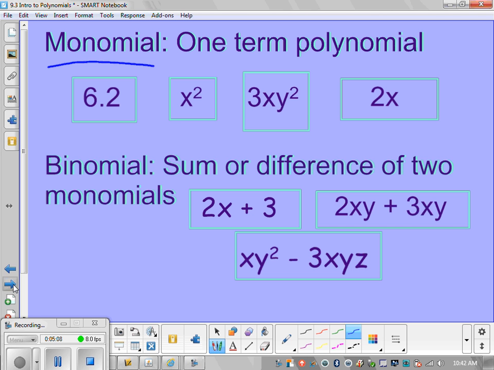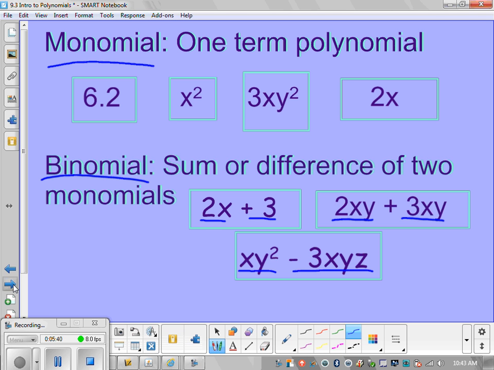Now, a binomial has the prefix bi, which means 2. So we're looking at the sum or difference of two monomials. For example, 2x plus 3, you have two monomials, 2x and 3. 2x plus y, 2xy plus 3xy, those are two separate terms. My last example, xy squared is a term, negative 3xyz is also a term.